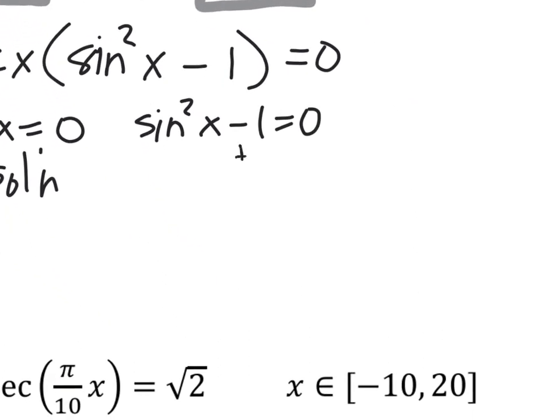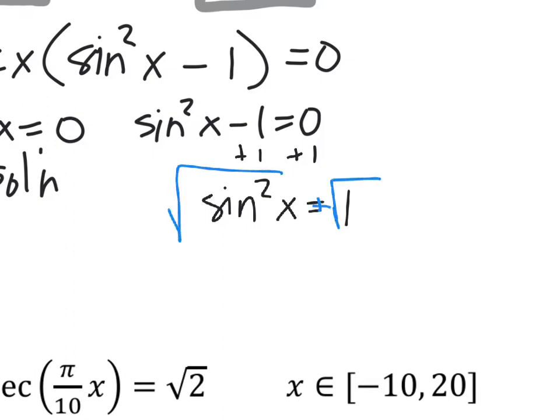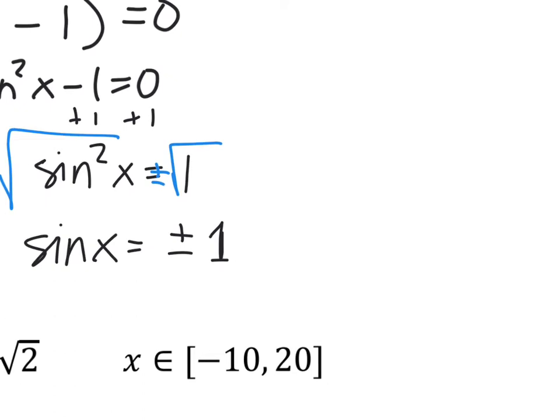So let's add 1 to both sides. Sine squared equals positive 1. And now when we square root, once again, we get both positive and negatives. So we're looking for everywhere on the unit circle where the sine is positive and negative 1. The sine is positive 1 at pi over 2, and the sine is negative 1 at 3 pi over 2.